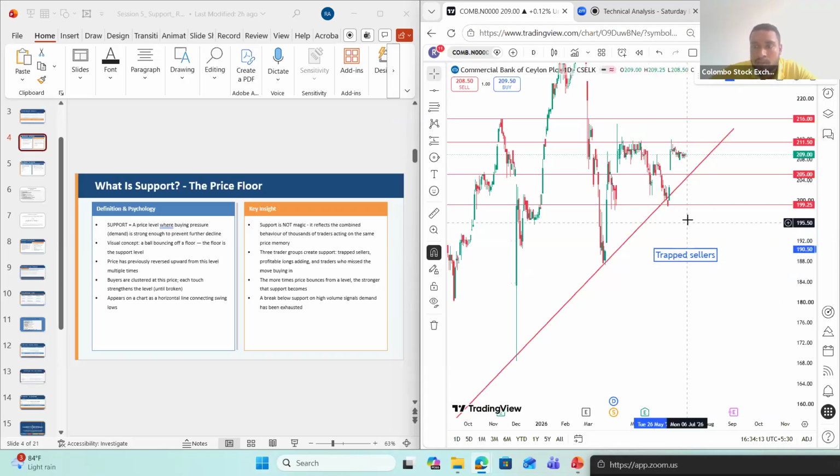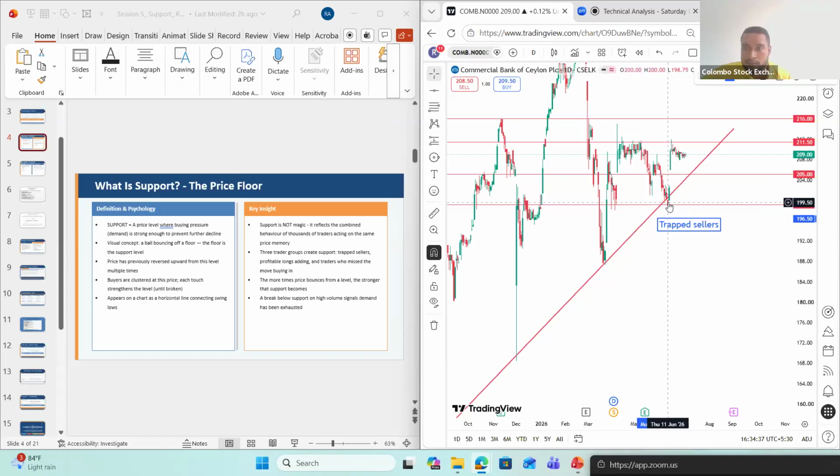How does a trapped seller create this support here? Let's say in margin trading, people can short. Here, someone has shorted the stock at this level below this point, right? And they are in losses when the price goes up.